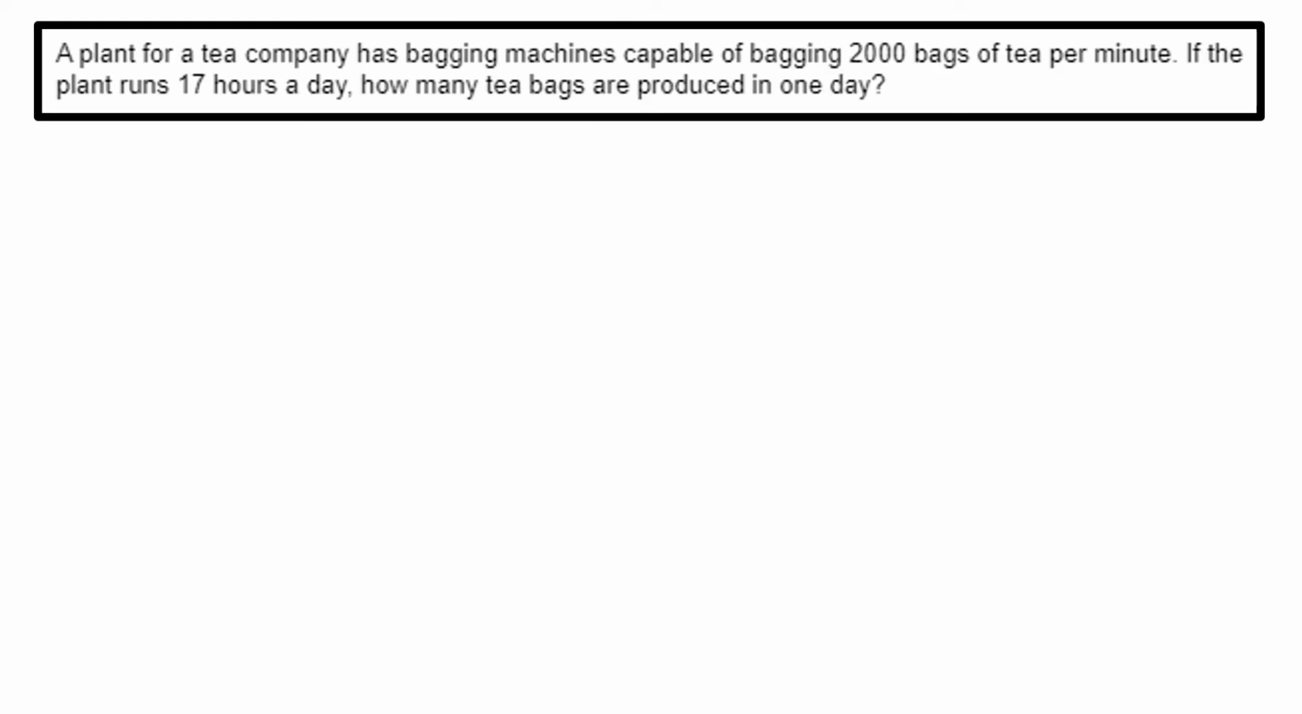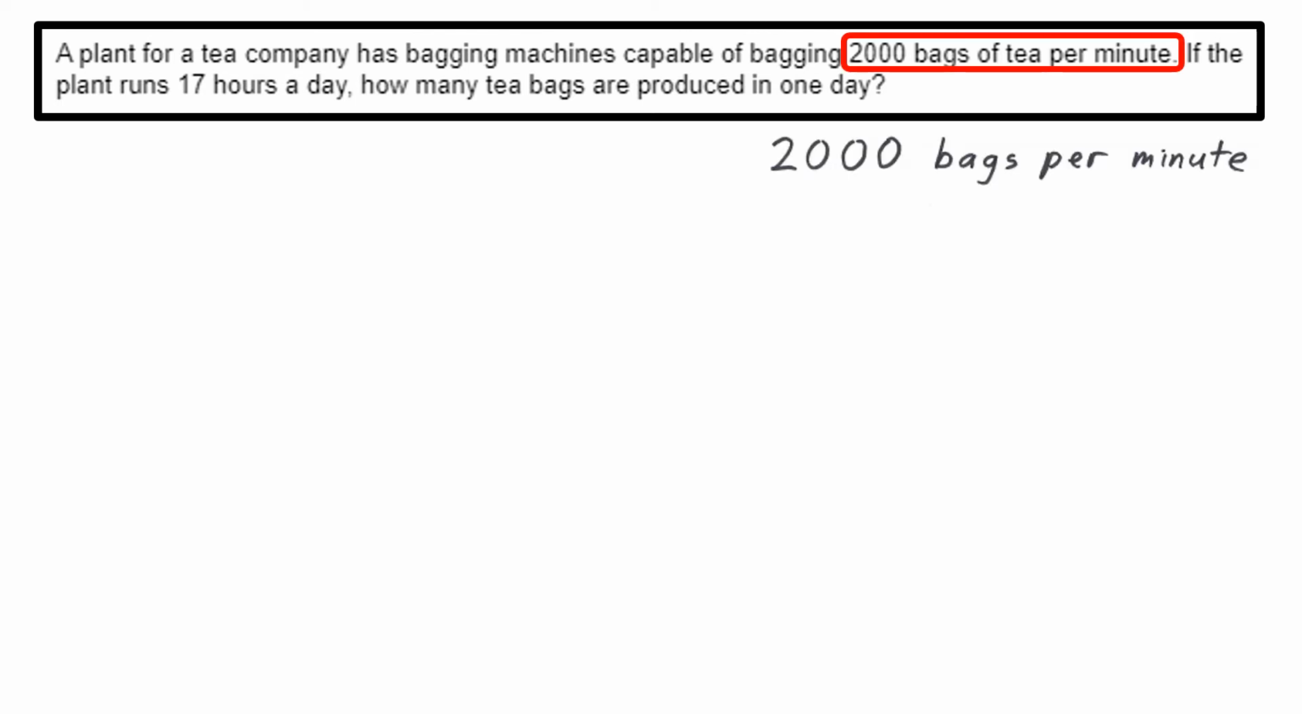A plant for a tea company has bagging machines capable of bagging 2,000 bags of tea per minute. If the plant runs 17 hours a day, how many tea bags are produced in one day? Well, the question says they can make 2,000 bags per minute and that they run 17 hours per day. We have the information we need, but unfortunately, some of it is in minutes and some of it is in hours per day. Having the number of minutes that the plant runs is the key to solving this problem.